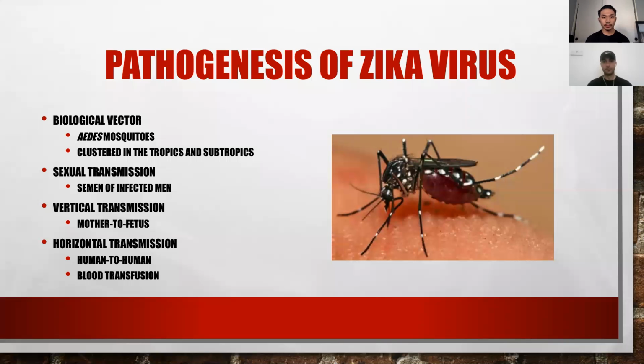Okay, next we're going to talk about the pathogenesis of Zika virus. The biological vector is Aedes mosquitoes, which are typically clustered in the tropics and subtropics. It could also be spread through sexual transmission, as it stays in the semen of infected men. Vertical transmission is where it could be transmitted from mother to fetus, and horizontal transmission is where it's transmitted from human to human, which includes blood transfusions, sexual transmission, and organ donation.